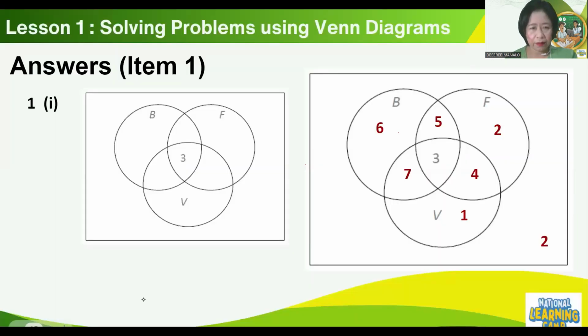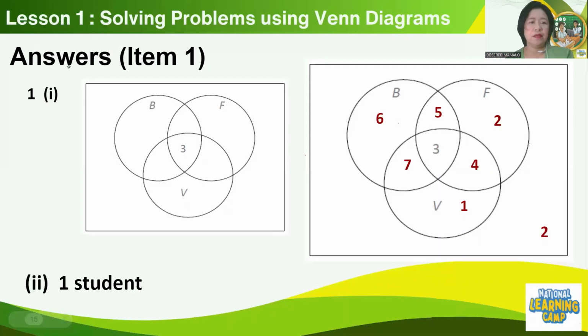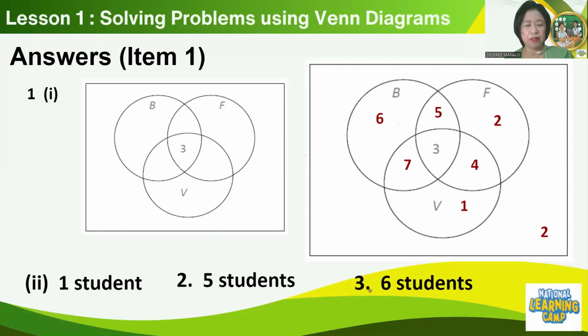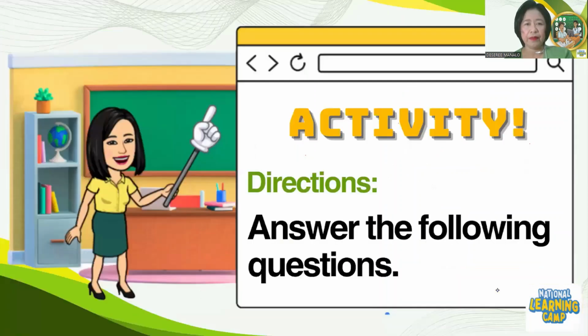So now let us find the answer. For 1, 2I, again, this is 1 student. For number 2, recall our question: find how many play basketball and football only. Our answer is 5. And then question number 3, find how many students play basketball only. So we have 6. Okay, now for your activity, you can pause the video to answer the given questions.